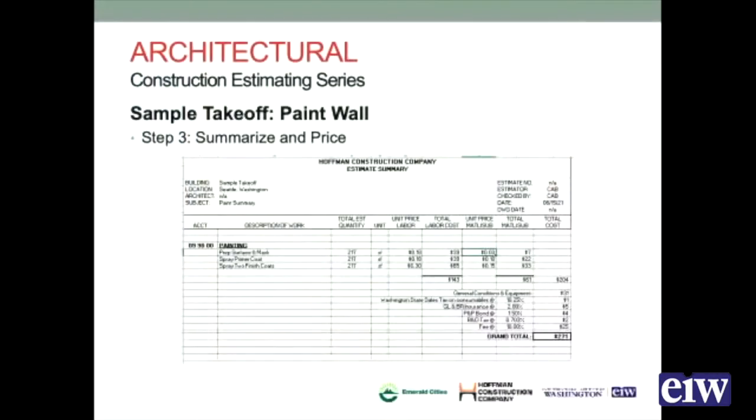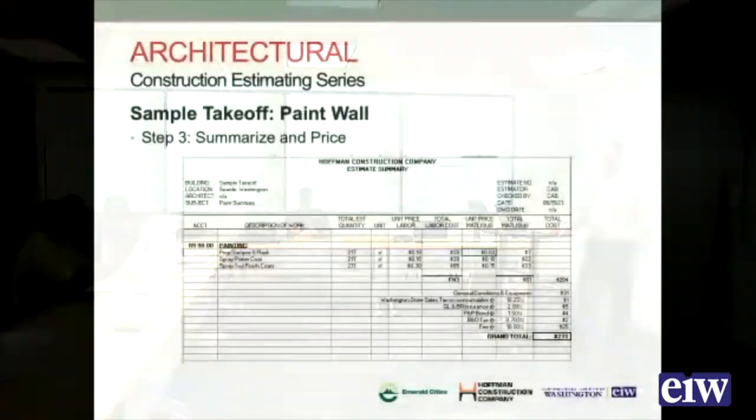So we'll take our quantity and start pricing it out: prepping the surface and masking it off, spraying the primer coat down, and then spraying the two finish coats. Once you finish putting your markups on there, you've got $270. Yes. On the last one, you said that it didn't say two finish coats, it said a coat.